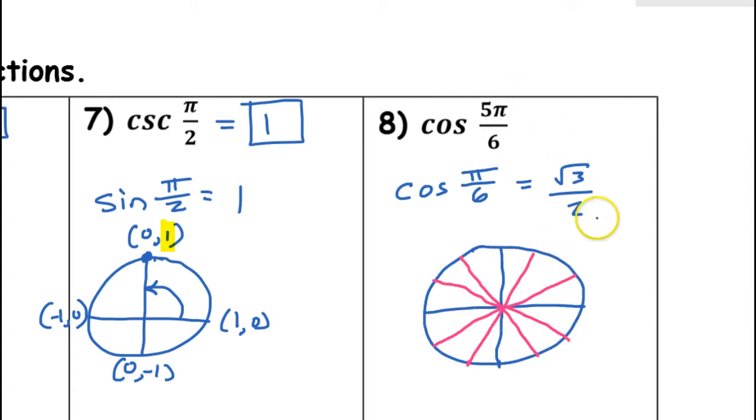Okay, so 5 pi over 6 would land right here. So that is in the second quadrant. Cosine is an x value, and x values are negative to the left of the y-axis. So that means this is going to be negative radical 3 over 2 because of the quadrant that it's in.